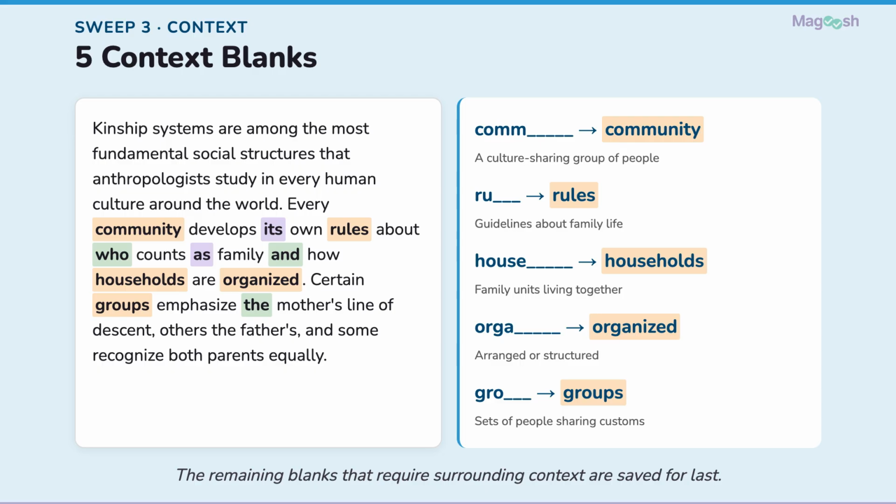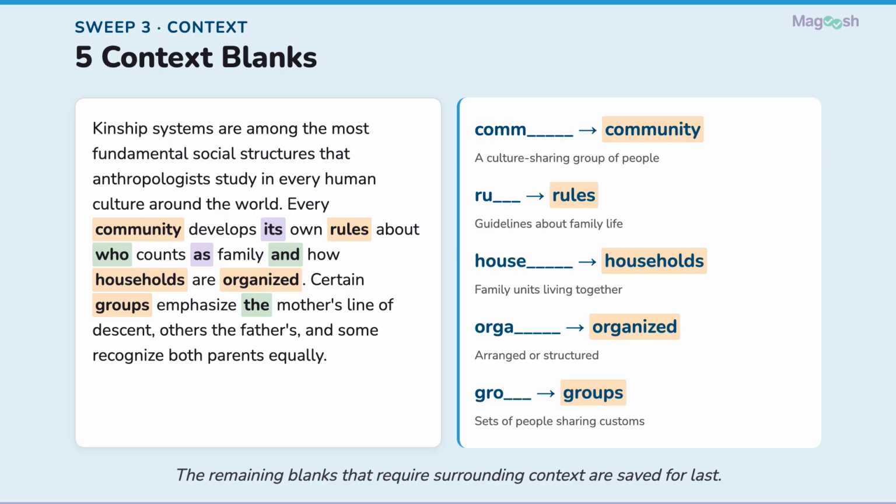For the first one, every blank needs a word for a group of people who share a culture. The visible letters COMM plus the topic point clearly to community. Next, its own blank about family. Based on the two visible letters, the guidelines a community develops about family life are its rules.